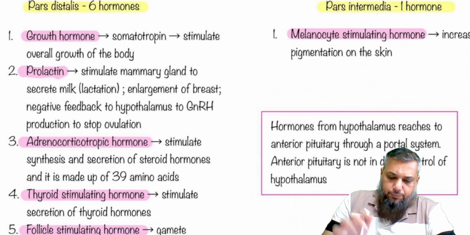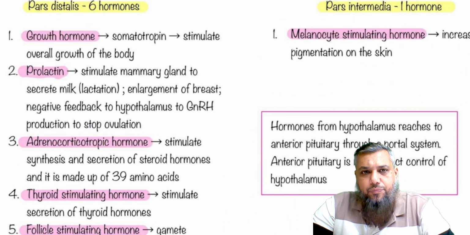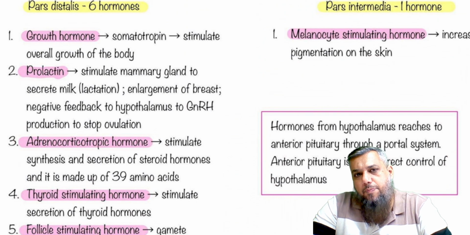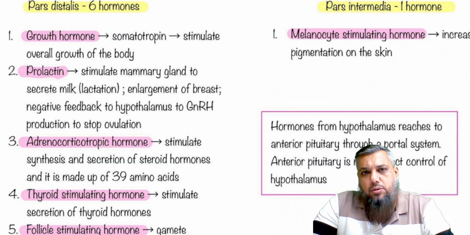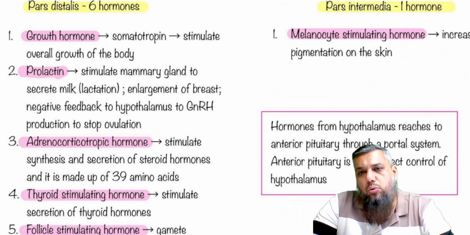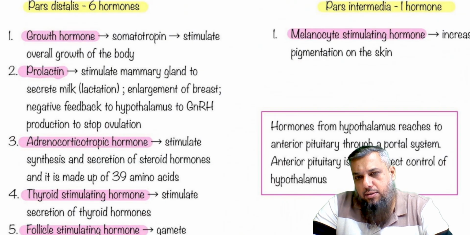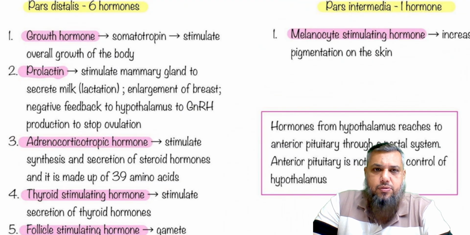So, briefly, the anterior pituitary secretes growth hormone, which is called the somatotropin hormone, under the influence of the growth hormone releasing hormone. Its secretion is stopped by the growth hormone inhibitory hormone. Growth hormone stimulates and brings about the overall growth of the body. It increases the linear bone length. It increases the muscle mass. It increases the body weight and many other functions.